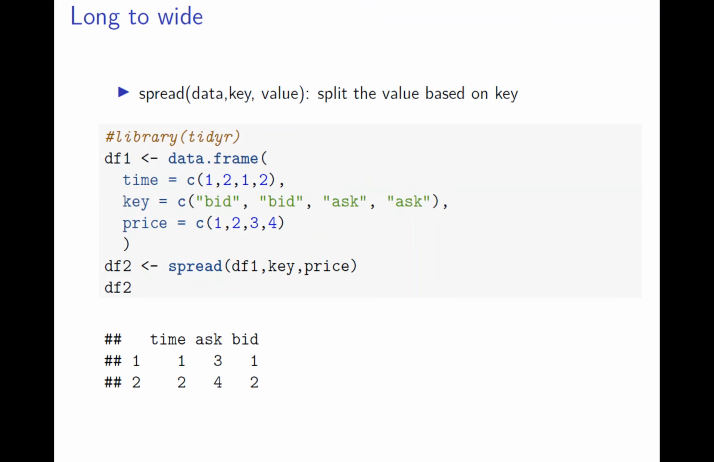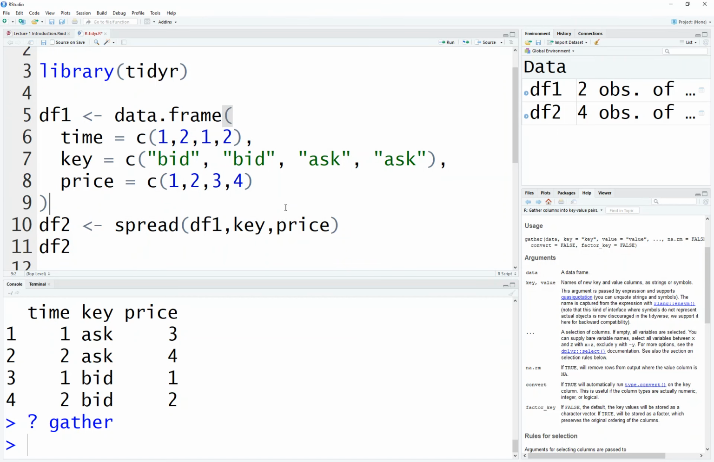So let's see. First we install the package tidyr and load the package. Then here we have data frame one, with time, the bid and ask, and the price 1, 2, 3, 4. Spread basically converts from the long one to the wide one. So let's see the output here.